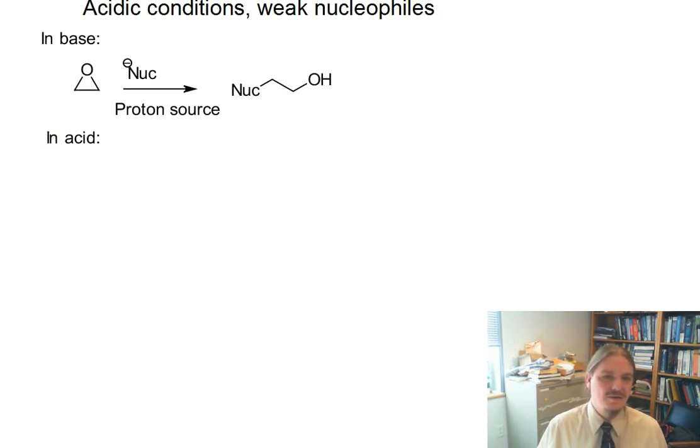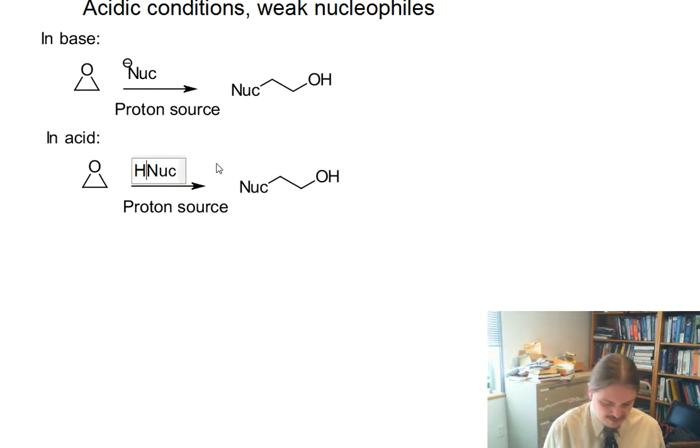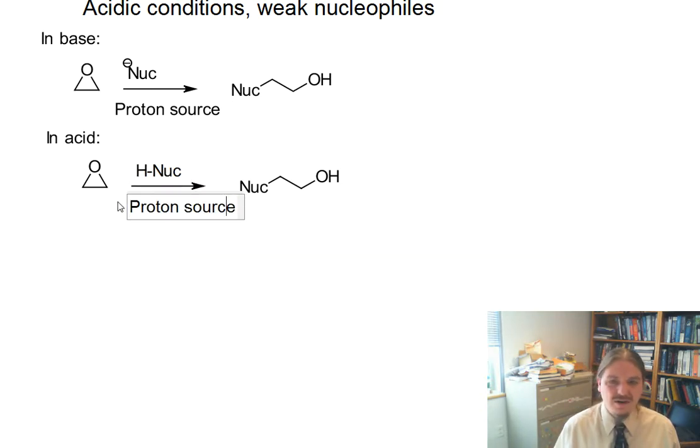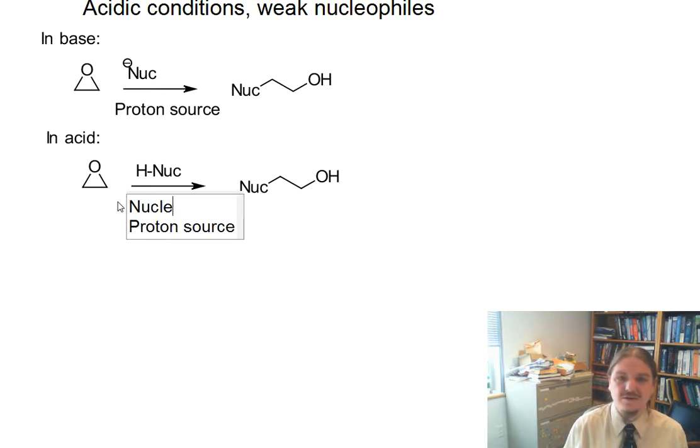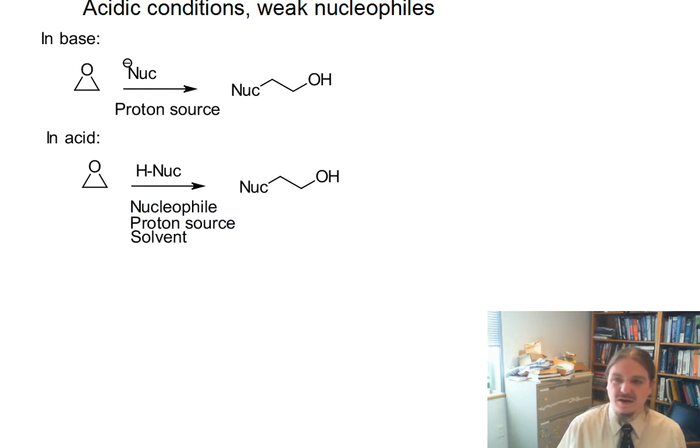In acid, now, the reaction is ultimately going to have a similar outcome. The epoxide is going to react with a nucleophile and make a similar looking product, but we're talking about weaker nucleophiles. And these weaker nucleophiles are not necessarily going to be anions, but probably protic compounds that are themselves all in one, nucleophile and proton source, and very likely the solvent of the reaction. Or at least, you know, related.